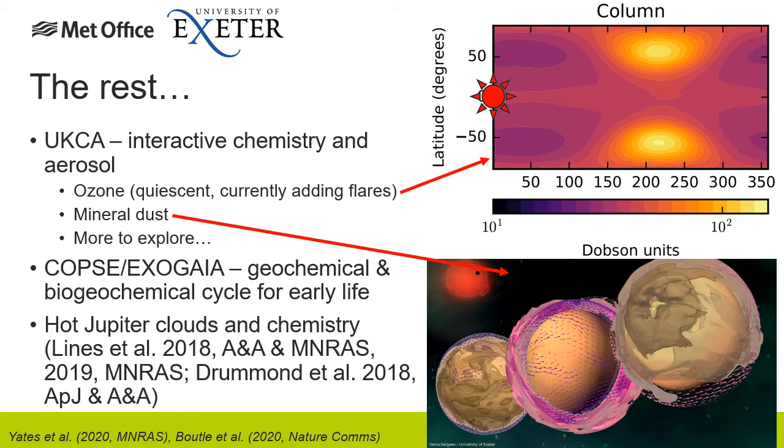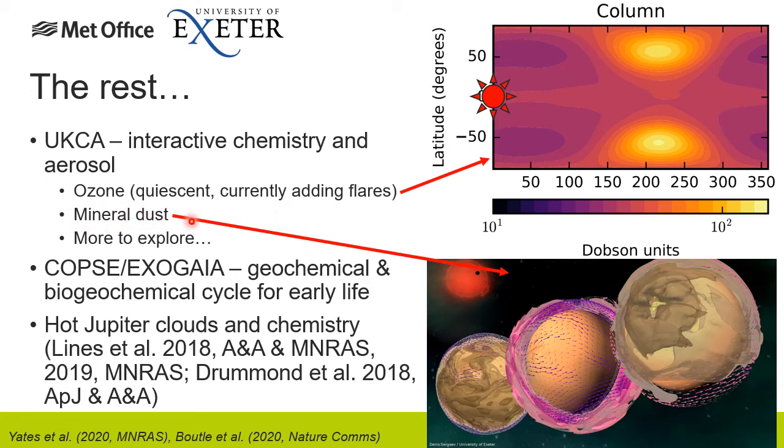So we have UKCA, which is an interactive chemistry and aerosol scheme. One of the things this has been used to look at is ozone, in a paper by Jack Yates, where he's looking at quiescent ozone only on an M dwarf, shown on this top plot for the column integrated ozone. As you can see, it all seems to collect on the night side of the planet, where it's coldest. What we're currently looking at is adding flares to this to see how that might affect the ozone evolution.